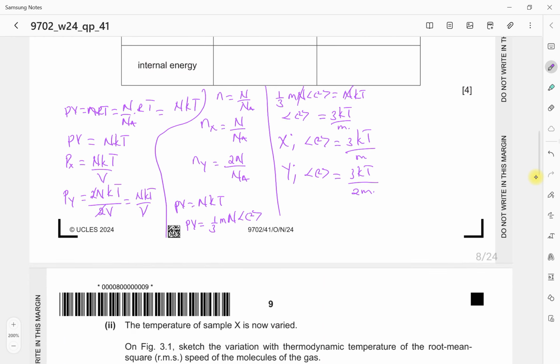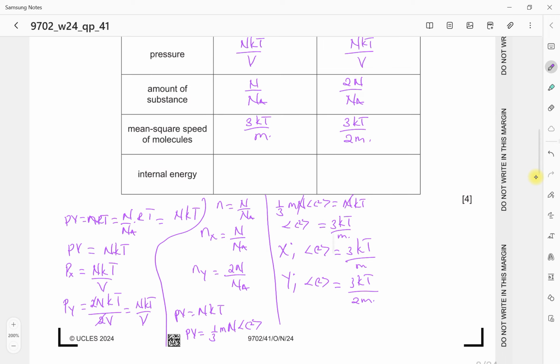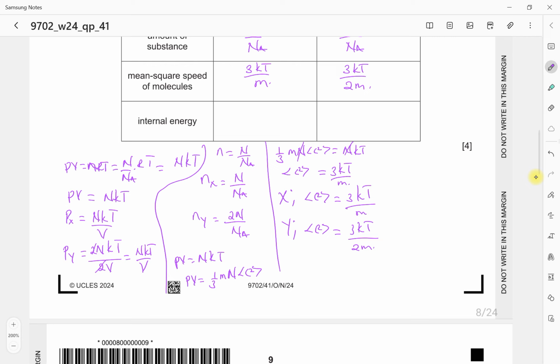Then the last one is internal energy. Of course, internal energy is the sum of the total kinetic energy of all the molecules. From this equation here, we have that m mean square speed equals 3kT. Multiply both sides by a half, so you have that a half m mean square speed is equal to 3kT over 2. That means that the kinetic energy of a molecule is going to be 3 over 2 kT.